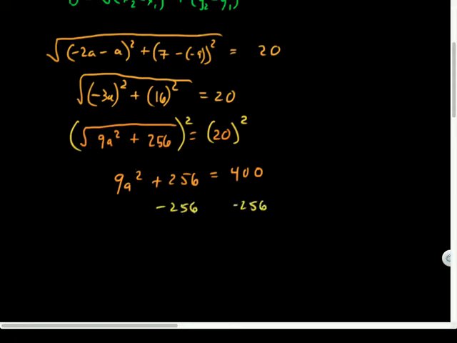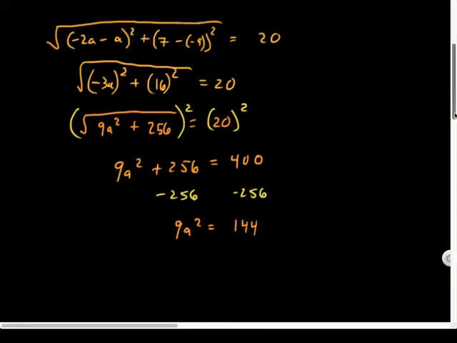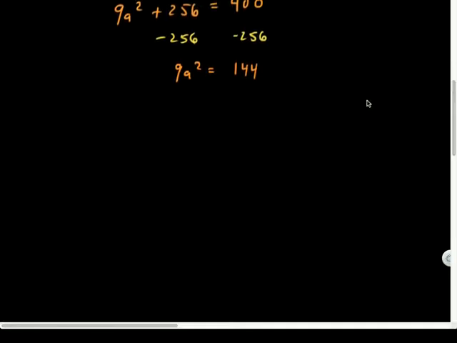So I'm going to subtract 256 from both sides. I'll have 9a squared equals, let's see, 400 minus 200 is 200 minus 56. So, oh, 144. Wow, interesting. Oh, I see where this is going. Now what would you want to do next to get a by itself?